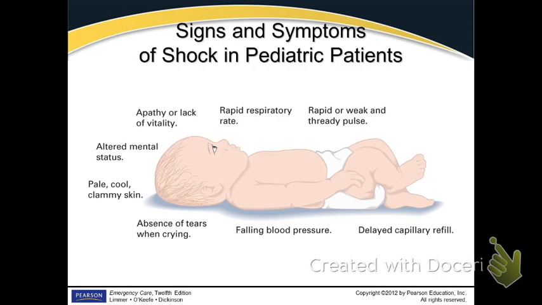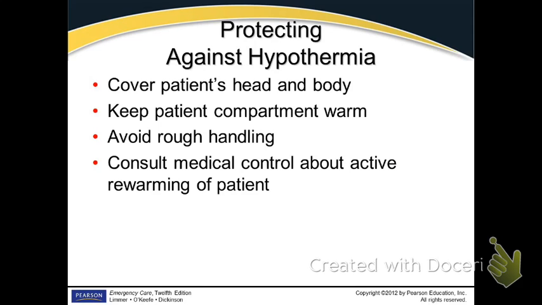For kids, you're also going to see falling blood pressure, just like with any person with shock. Delayed capillary refill, because that's that circulation going down. Rapid or weak pulse, rapid respiratory rate. And then that apathy or lack of vitality. We've talked about the lack of muscle tone, just not seeming as active as they were. These are all things that essentially will tell you something is really wrong with this kid when you're doing that pediatric triangle thing.